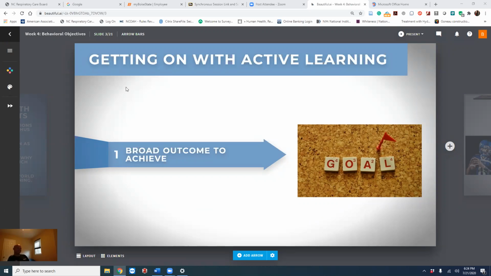How about this acronym, GOAL. I came up with this a number of years ago when I was talking to my students one day. It actually came out of something I was doing for mindfulness classes: getting on with active learning. Another way to phrase that is getting on with active living. For this course, I use learning rather than living, but for the mindfulness class it was about getting on with active living.